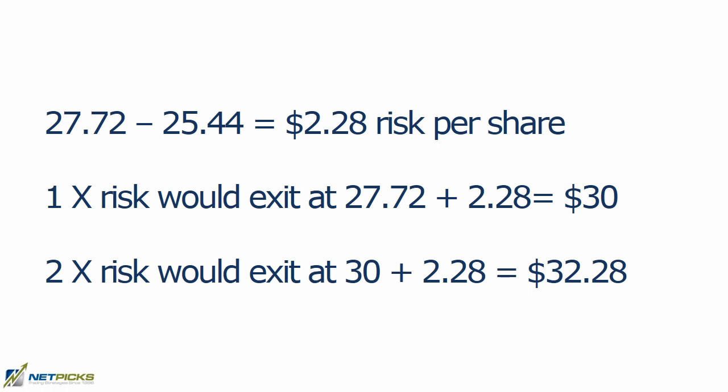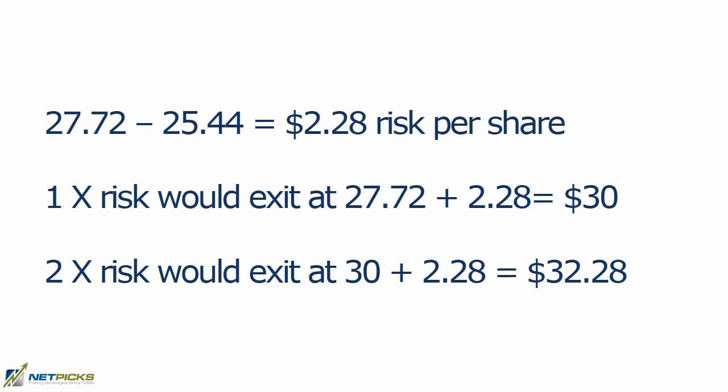Now, some traders will just use a multiple of their risk. So if we're using this example, if we use the ATR stop as our stop loss, we have the entry of 27.72. The original stop is 25.44. That means we're risking $2.28 per share. So we just go 1 times your risk. You just exit at $30 because it's just the entry price plus your risk. 2 times your risk, you're going to exit at $32.28. I think you get the picture there.